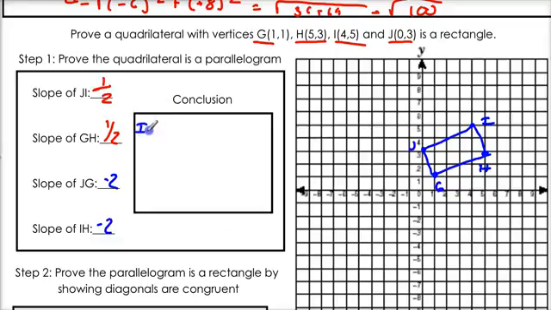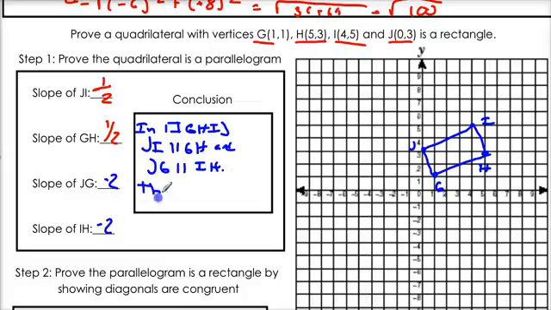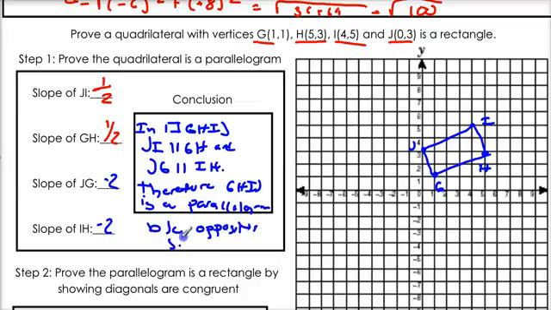In parallelogram, and I'm just going to use parallelogram GHIJ, JI is parallel to GH, and JG is parallel to IH. Therefore, GHIJ is a parallelogram because opposite sides are parallel. Now we're not done.